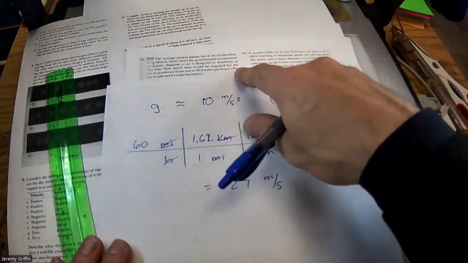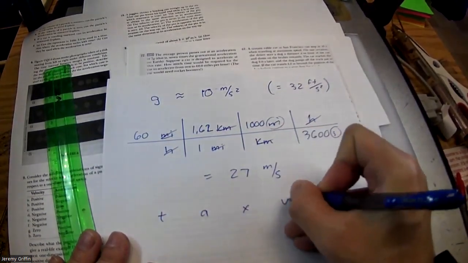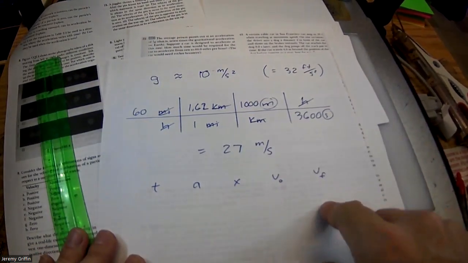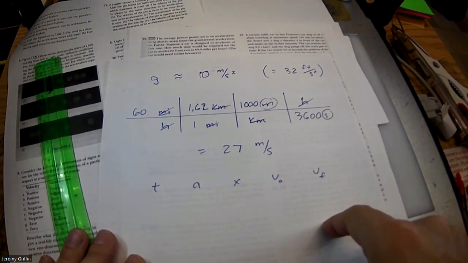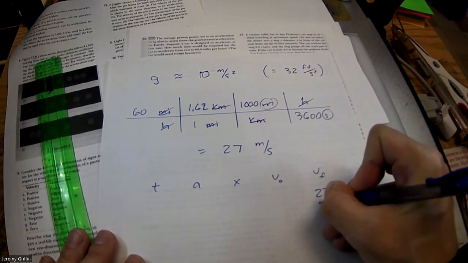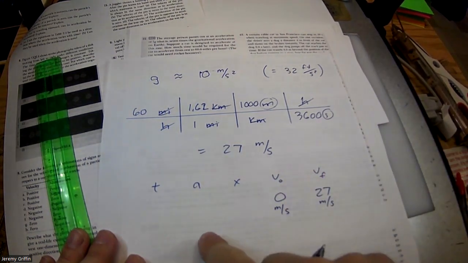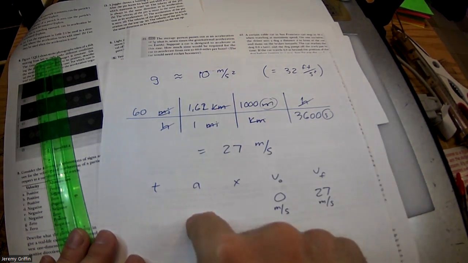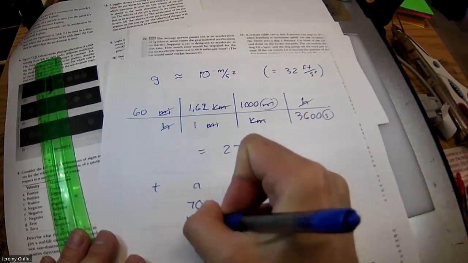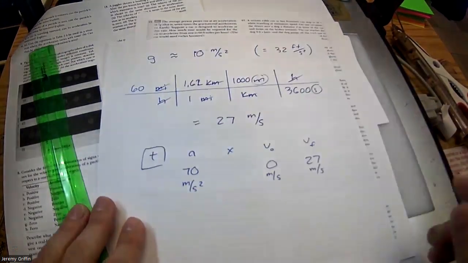Now, how much time? Well, let's have ourselves a little table here, a table of variables. You should know 3 of these things, right? What are the 3 things that you know? You know the 2 velocities. This is 27 meters per second. This guy starts from rest, 0 meters per second. And you also know the acceleration, 7g. Could you call that 70 meters per second squared? You guys can do that, right? And we want to solve for time.